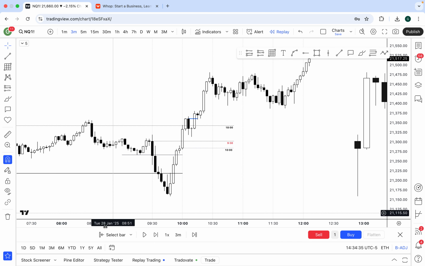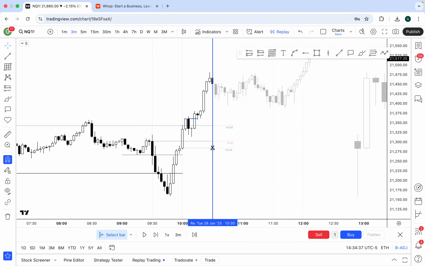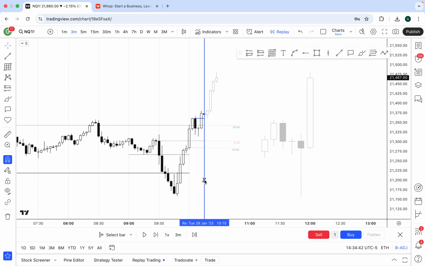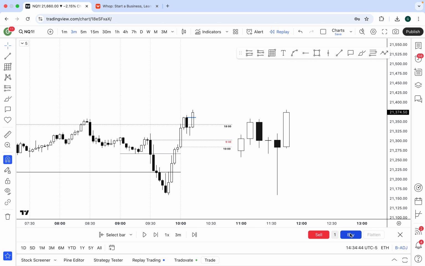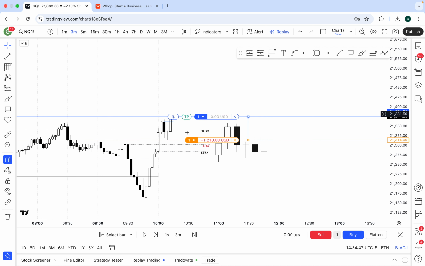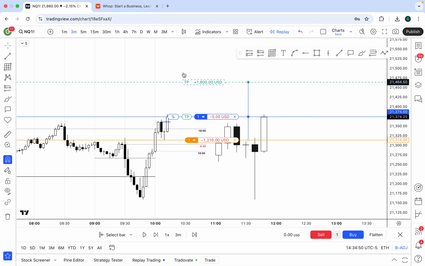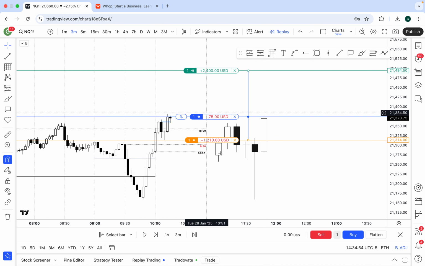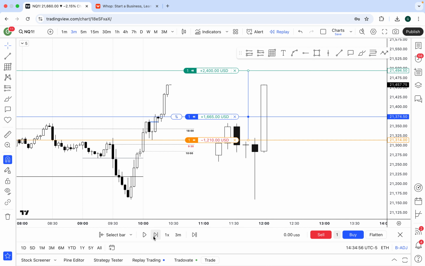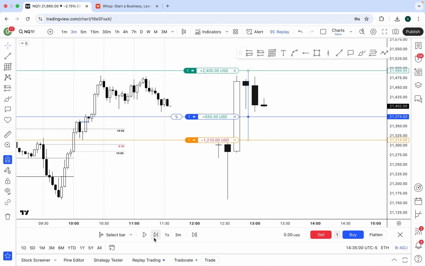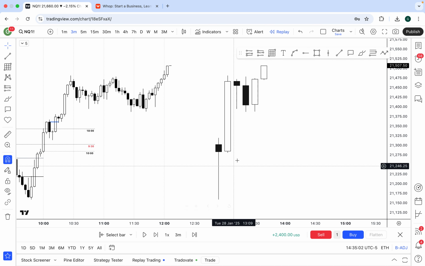So let's go back to this, right? So let me just make this simpler here. This was my entry. Let's aim for 2R. 2R is like 2,400 bucks, something. Kind of chops around. And there we go, right?